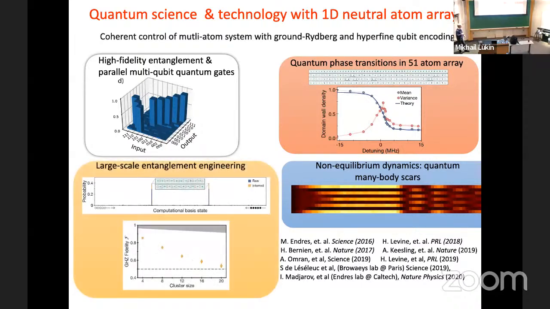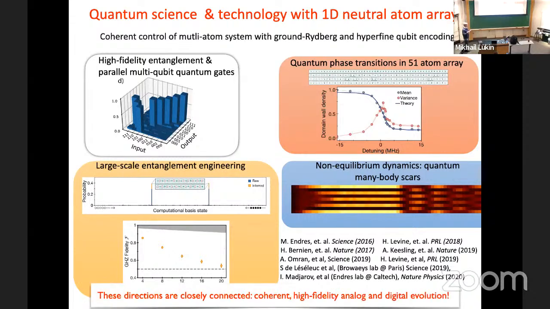And we also explored creating large entangled states, like in this case, a GHZ state. So basically, all of these directions are closely connected because they involve coherent, high fidelity, either analog or digital evolution. And which way we use it just depends on what kind of pulses we program.